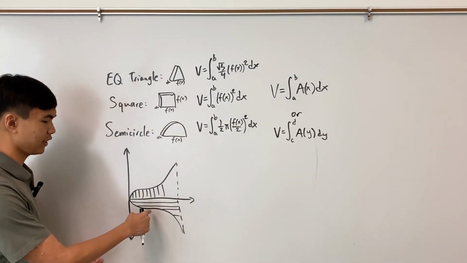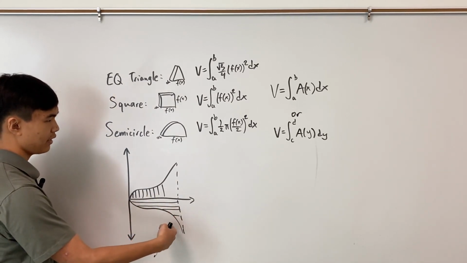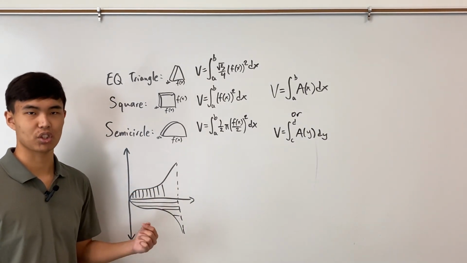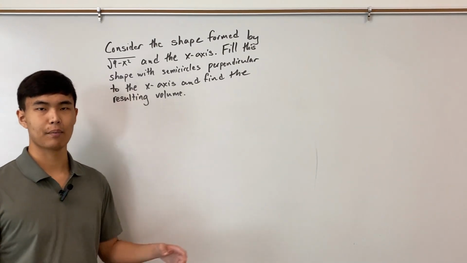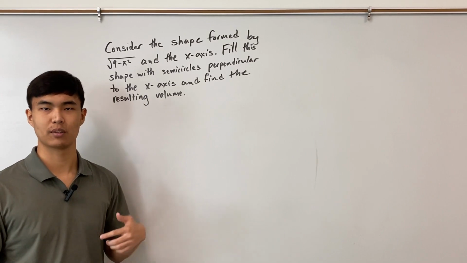But if you're asked to fill it with shapes perpendicular to the y-axis, kind of like this, then all you have to do is just rewrite f of x as a function of y, and then you're good to go. And for the example for this video, I'm going to do the same problem, but two ways. Once in terms of x and once in terms of y.